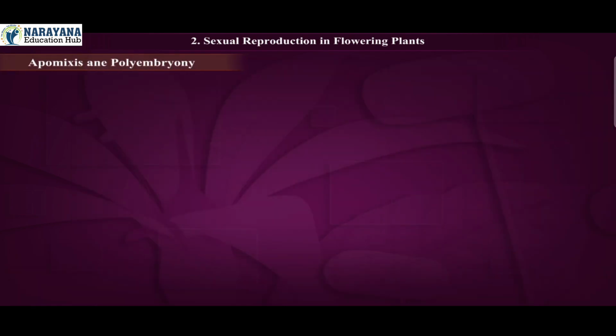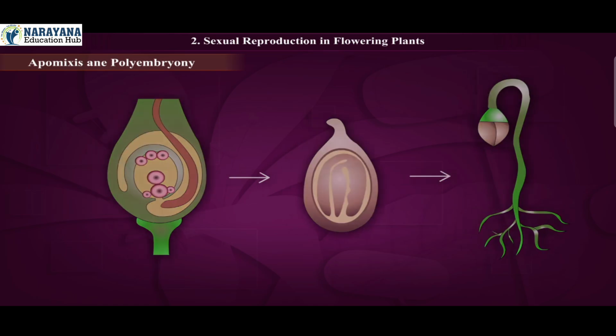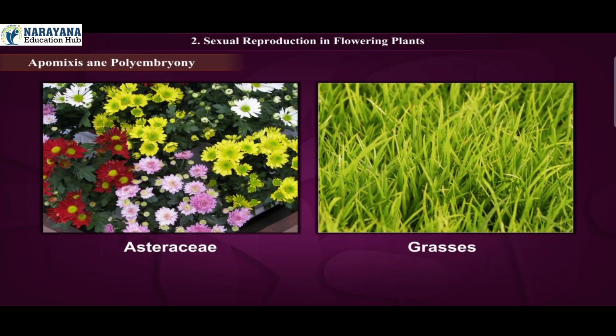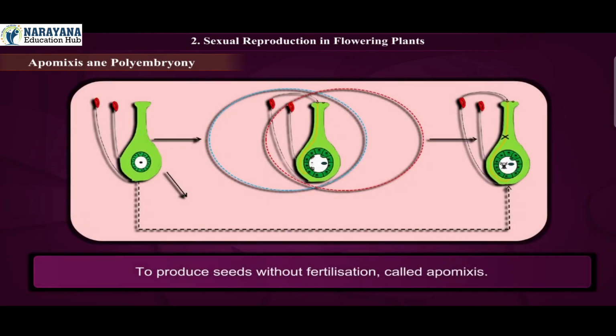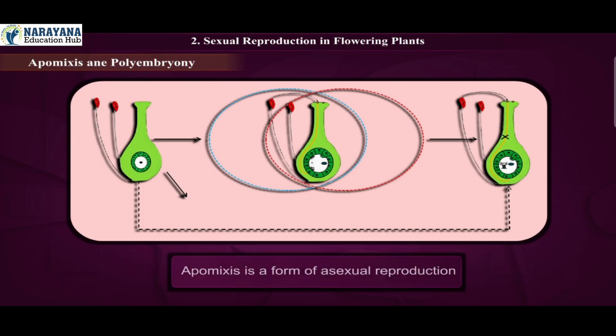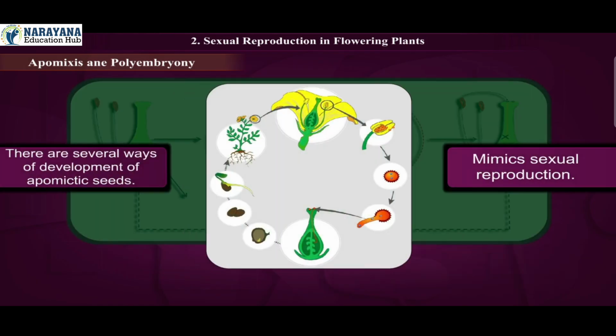Apomixis and polyembryony. Although seeds in general are the products of fertilization, a few flowering plants such as some species of Asteraceae and grasses have evolved a special mechanism to produce seeds without fertilization called apomixis. Thus, apomixis is a form of asexual reproduction that mimics sexual reproduction. There are several ways of development of apomictic seeds.